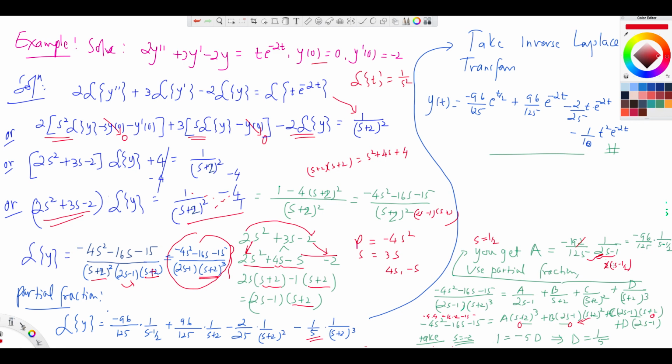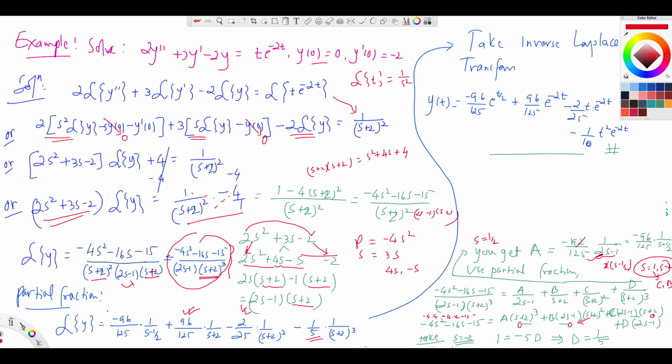And similarly, if you take s equals 1 and s equals 2, you will get the values of c and b. Okay, so the values of c and b will look like this. Now, this is in the partial fraction form, so it is in the simplified form. So what we do next is we will take the inverse Laplace transform.